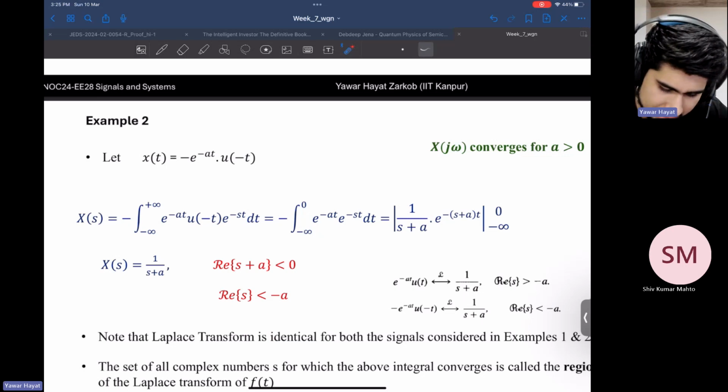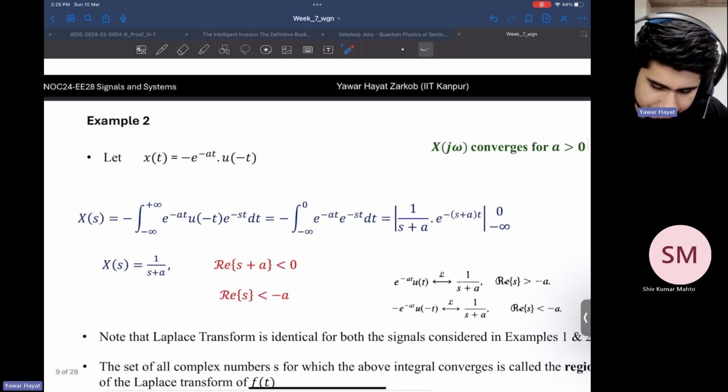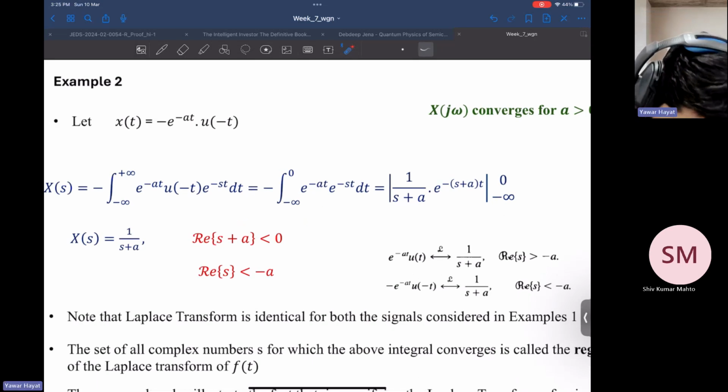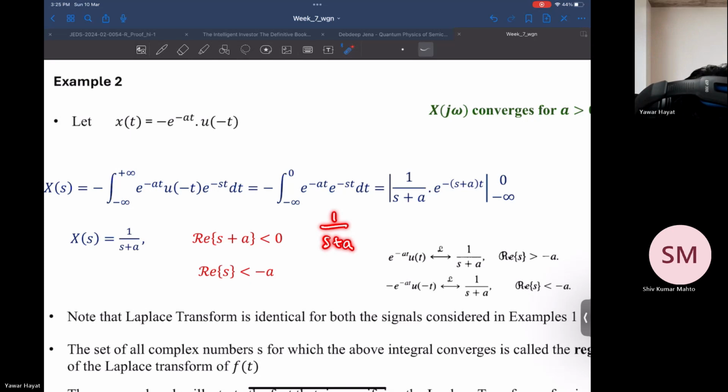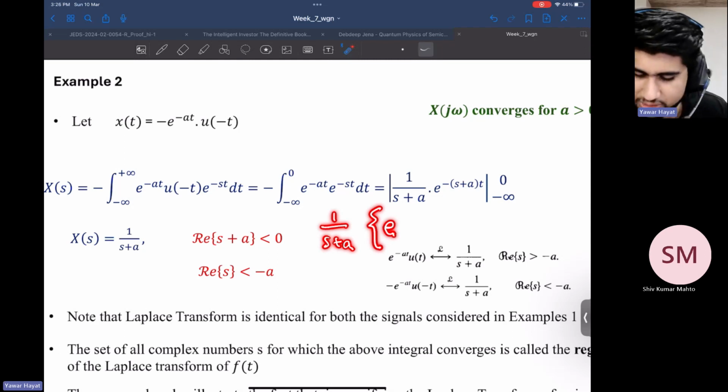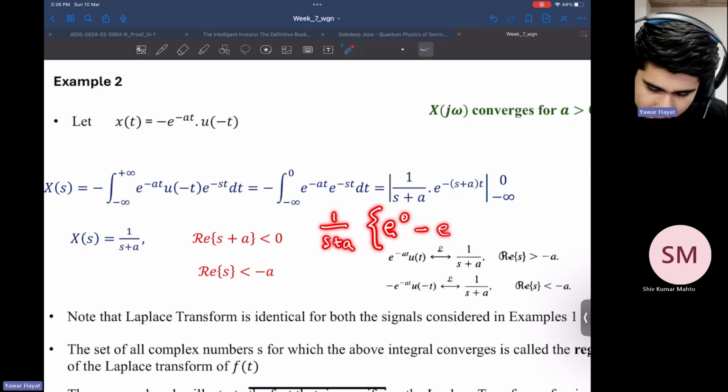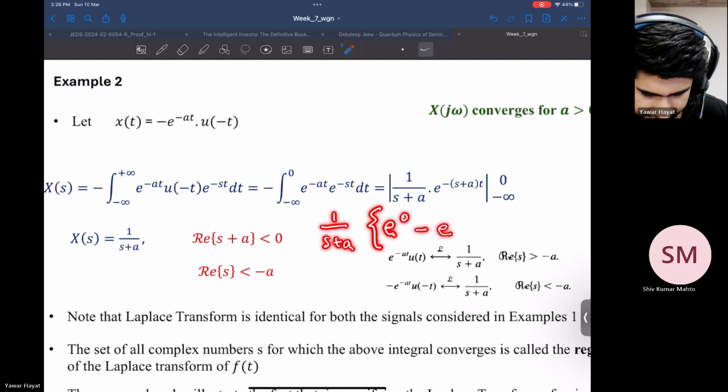So the limits would be from minus infinity to 0. Okay, so 1 by s plus a. Let's take that common. I'm left with exponential of minus (s plus a) times t. We take the upper limit first: when t is 0, this whole argument is 0, minus exponential of the value when t goes to minus infinity.